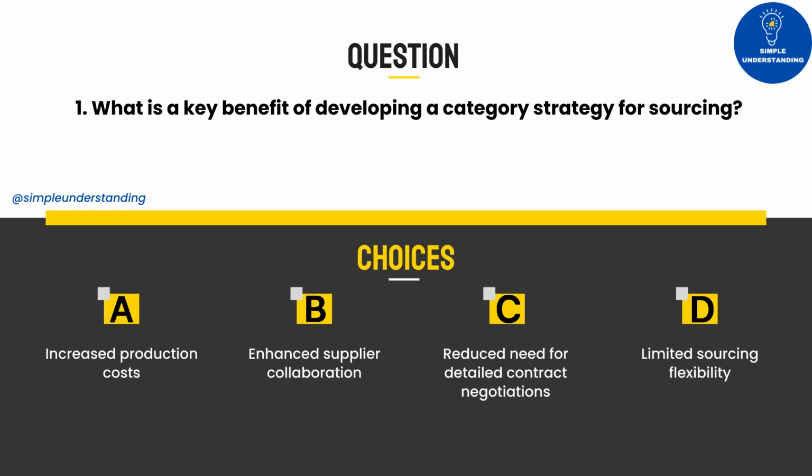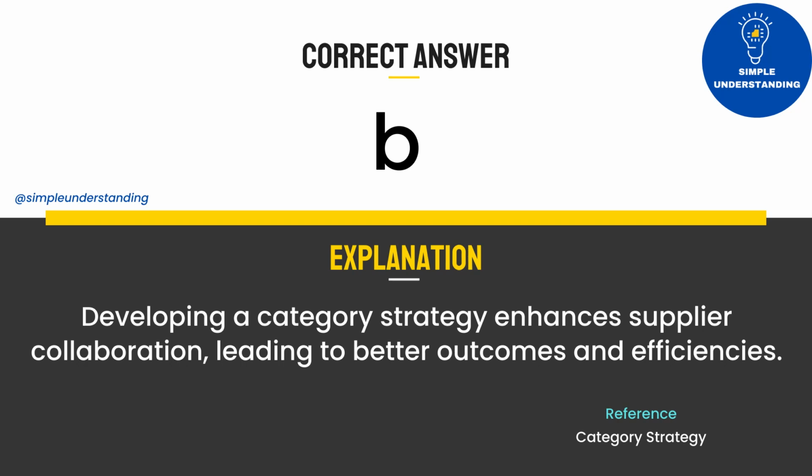1. What is a key benefit of developing a category strategy for sourcing? A. Increase production costs. B. Enhance supplier collaboration. C. Reduce need for detailed contract negotiations. D. Limited sourcing flexibility. Correct answer B. Explanation. Developing a category strategy enhances supplier collaboration, leading to better outcomes and efficiencies.